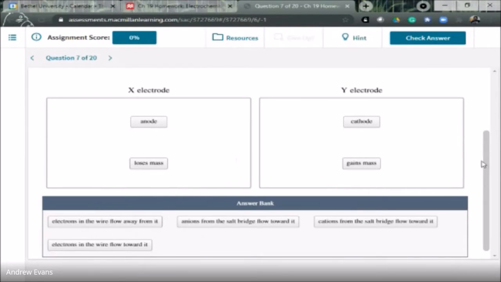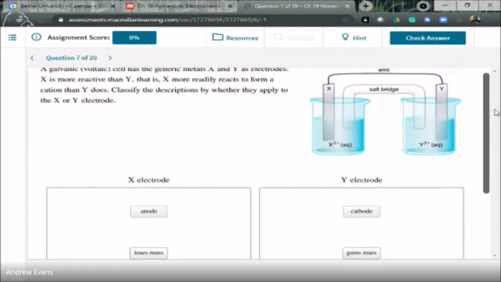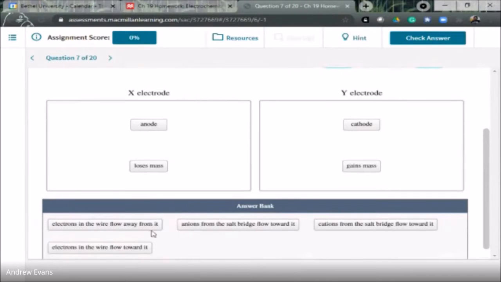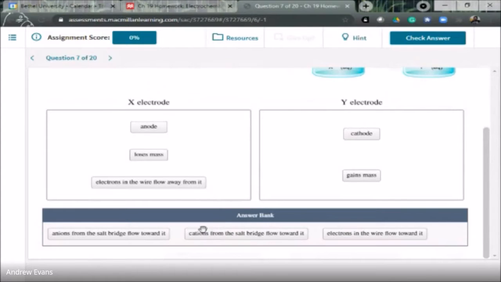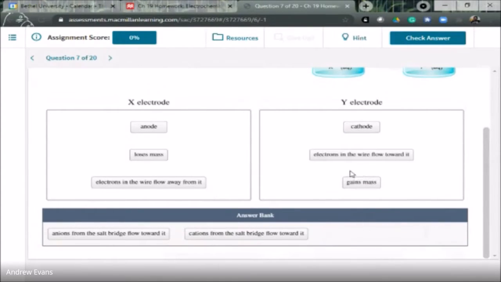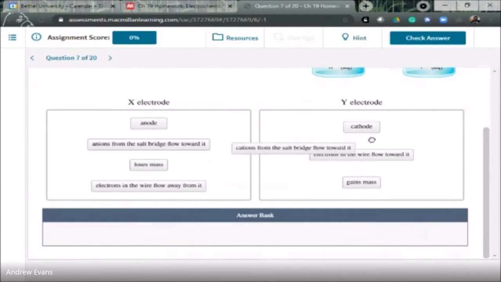The anode is negative, and the cathode is positive, so electrons are going to flee the negative, be repelled by the negative, and go to the positive. So from that, electrons in the wire will flow away from the anode, and electrons will flow towards the cathode. And finally, because this is negative, in this case, anions will flow towards it, and cations will flow toward that.